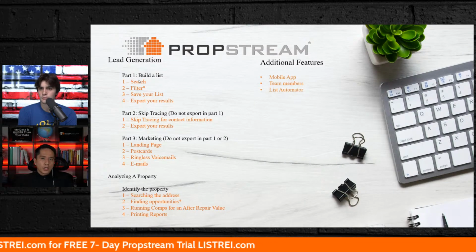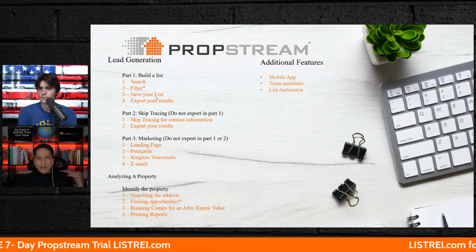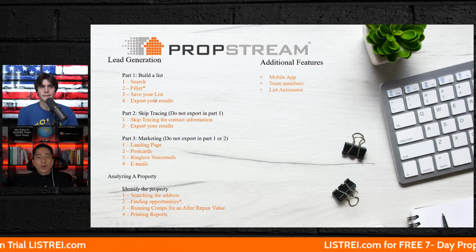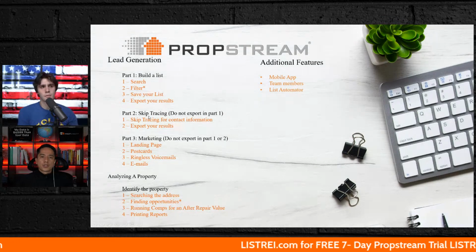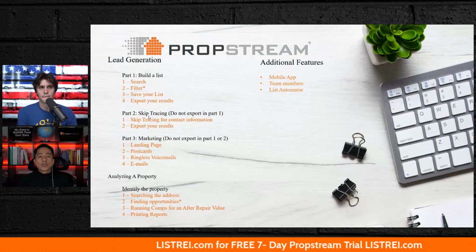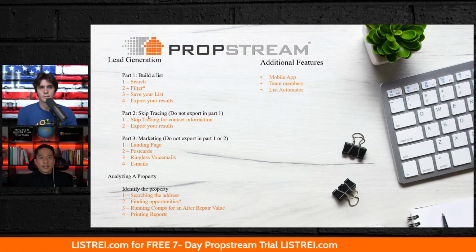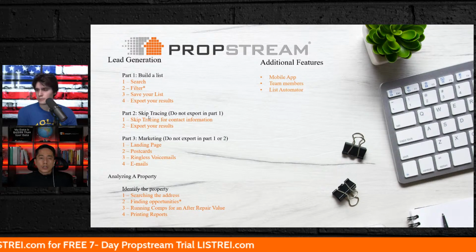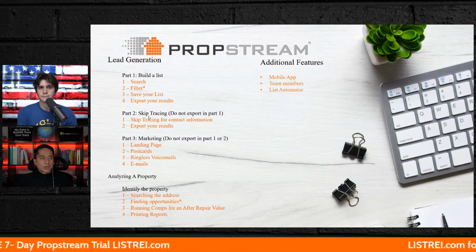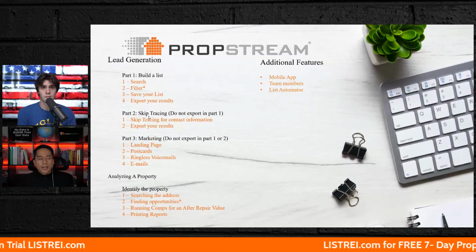Part 2 is if you don't know what to do with that list of addresses, or you don't have time to knock on doors: you can skip trace within Propstream. It's 12 cents per record if it gets results. If there's no results, no charge, and there's no minimum or maximum. You can skip trace just an address or several if you'd like.